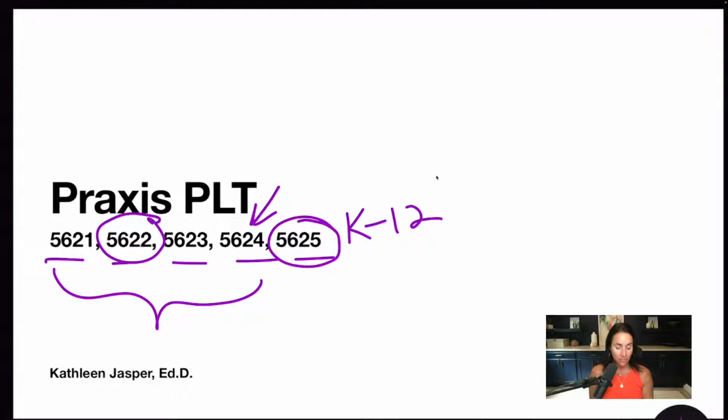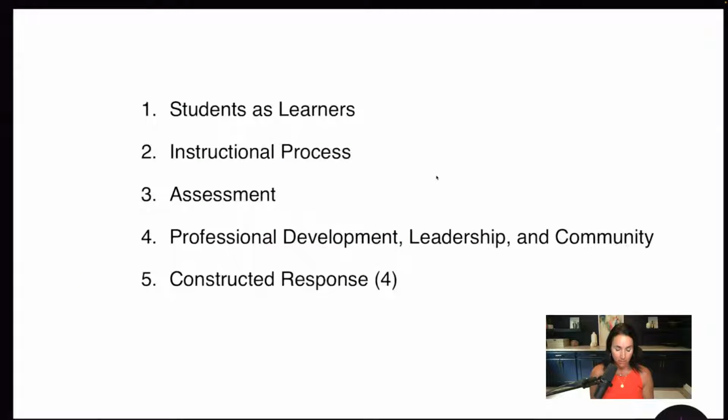Now, let's have a look at the content categories for all of the exams. So content category 1 is going to be students as learners. So there's going to be a bunch of questions about students' development, like how do they develop? What kind of learning processes do they go through? How do we engage students? How do we motivate students? There's also a lot of classroom management in here, routines and procedures, things like that. It's all about the students. Increasing student achievement. That's our number one job.